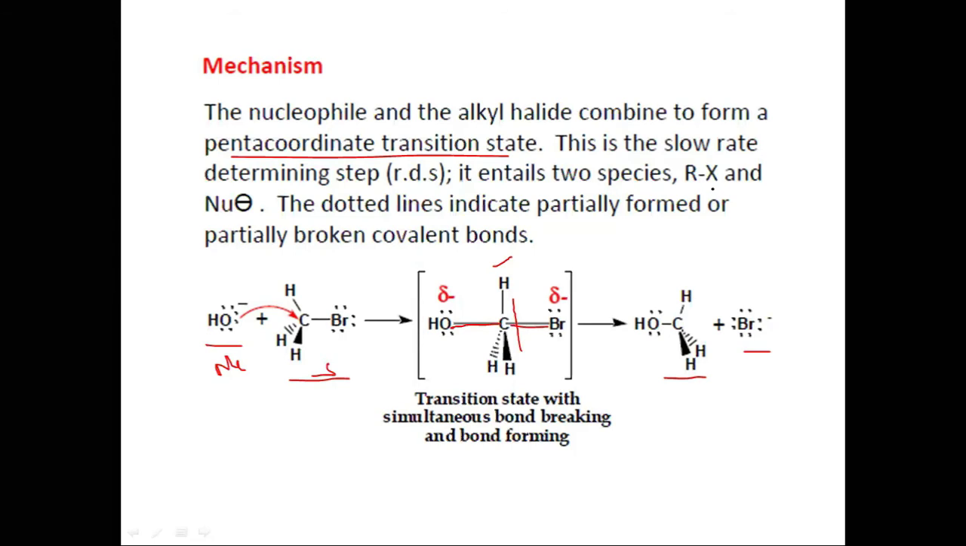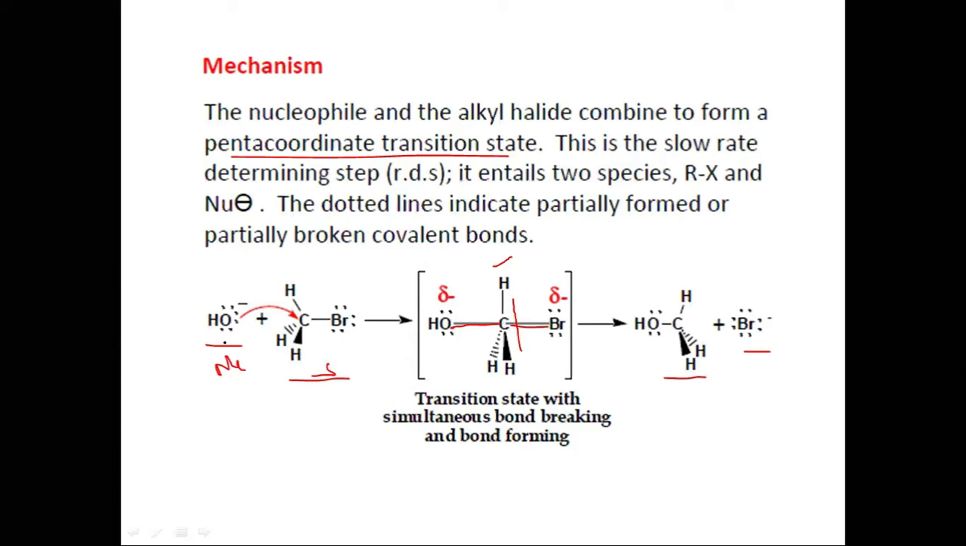So the two species, the RX and the nucleophile, are present in the transition state. The dotted lines indicate the partially formed or partially broken covalent bonds. So the bond breakage between the C-Br and the bond formation between the carbon and the oxygen happen here.